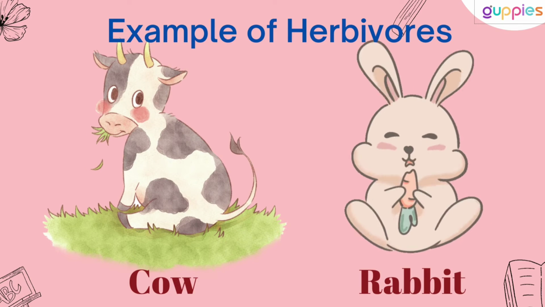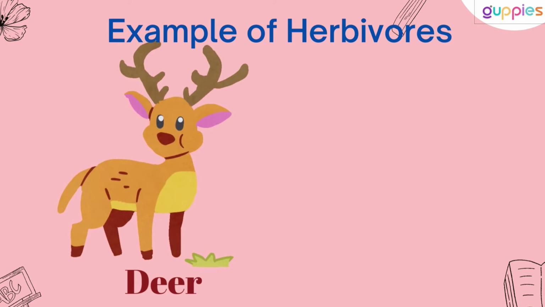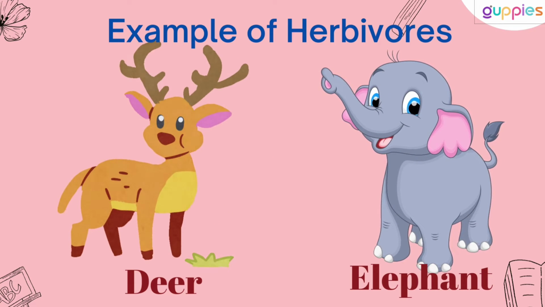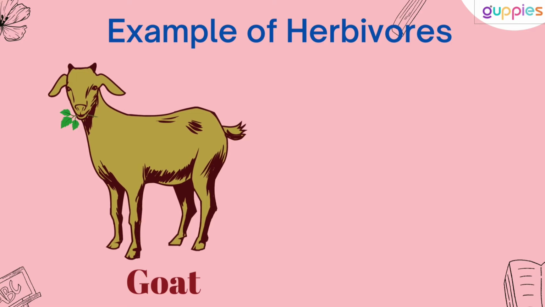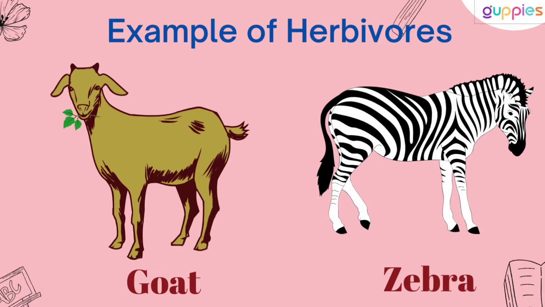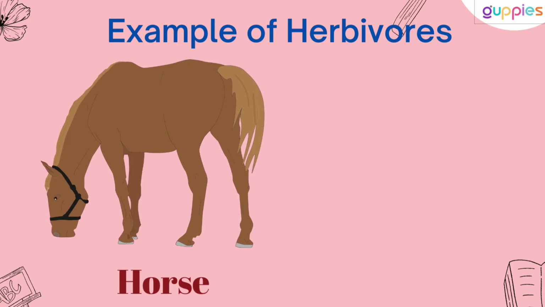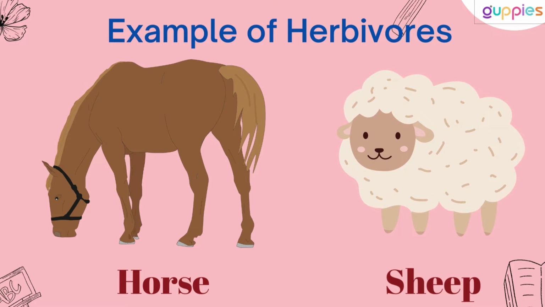Rabbit, R-A-B-B-I-T. Deer, D-E-E-R. Elephant, E-L-E-P-H-A-N-T. Goat, G-O-A-T. Zebra, Z-E-B-R-A. Horse, H-O-R-S-E. Sheep, S-H-E-E-P.